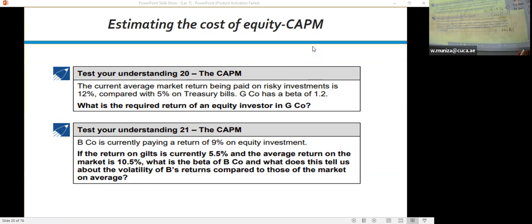RM is again how much, students? ERM, the return on the market, is 10.5, minus the risk-free rate, which is 5.5. So can you calculate BI? 9 minus 5.5 divided by 10.5 minus 5.5. How much?